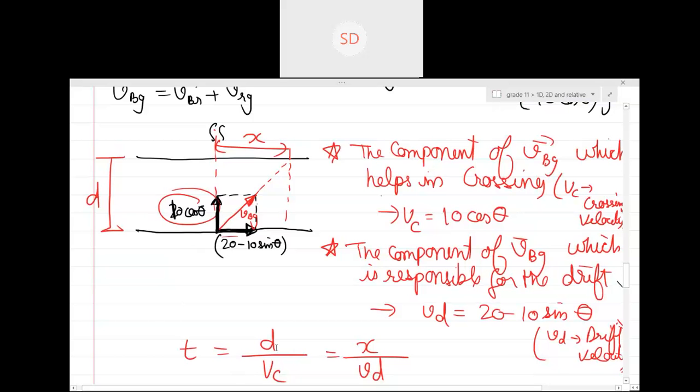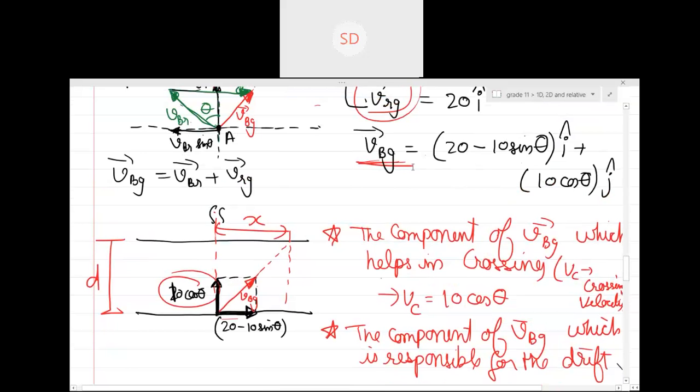So how do you get vc is equal to 10 cos theta? Can you see over here, VBG is having i cap as this component and 10 cos theta as the y component. तो उनको add करके VC किया. VC is basically a component of VBG.